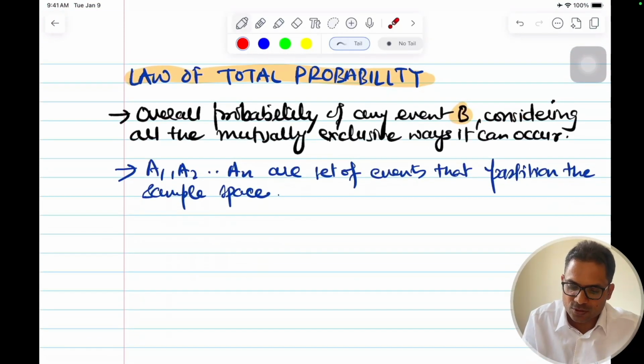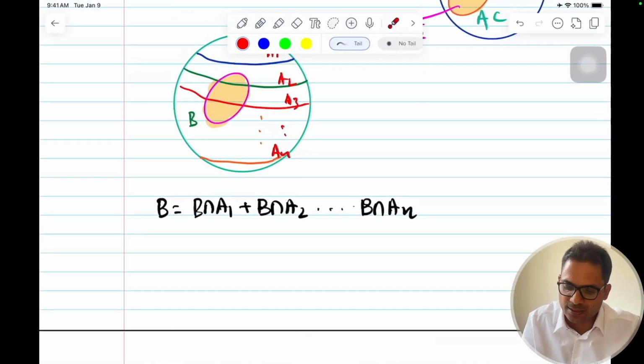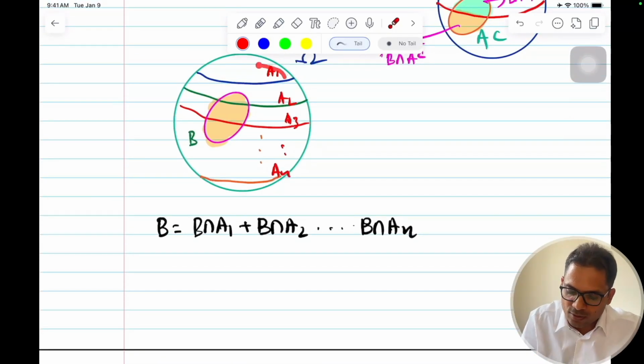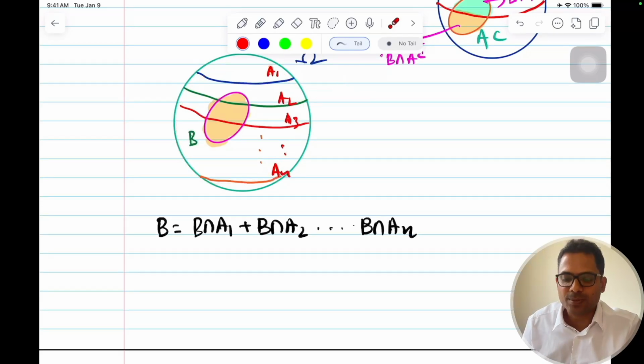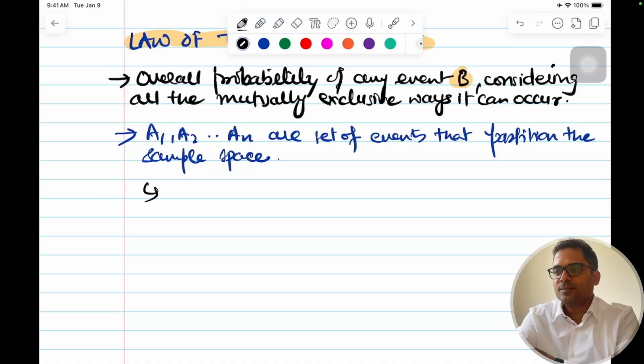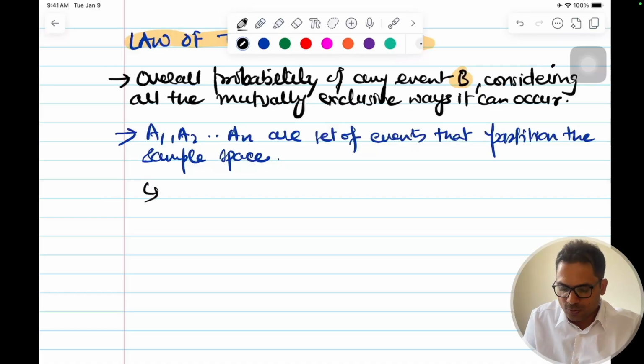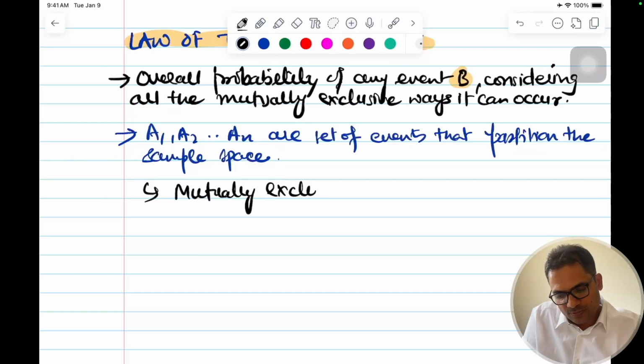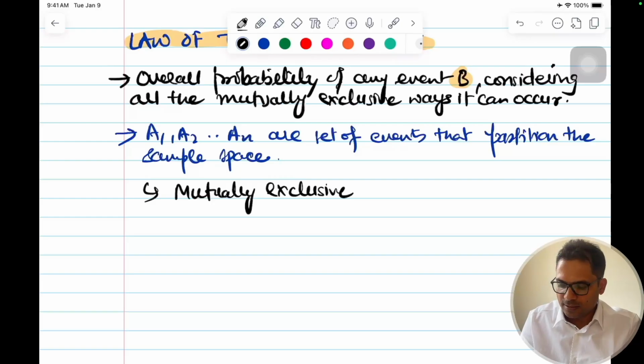I'll just write in words what you are seeing explicitly in this diagram. These parts are mutually exclusive because there is no overlap between any of the parts, and the sum of all these parts will form my sample space. So the first thing is about A1, A2, up to An: they are mutually exclusive, that is, Ai intersection Aj is equal to phi for all i not equal to j.